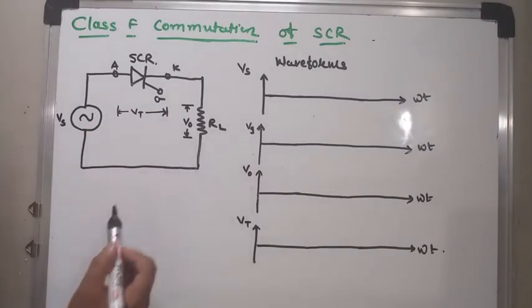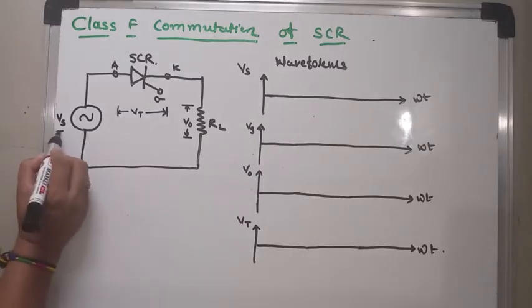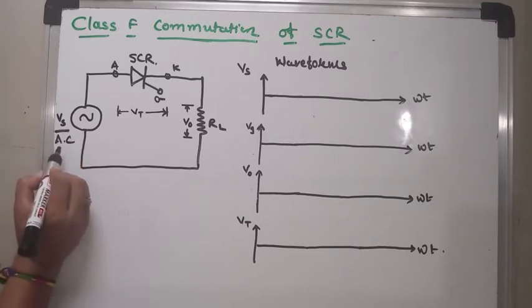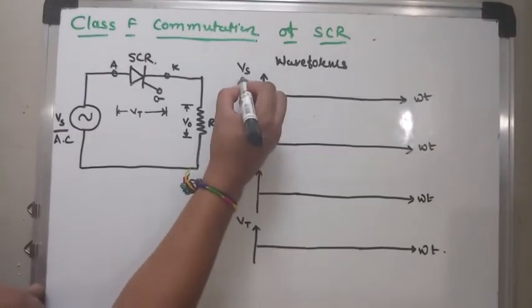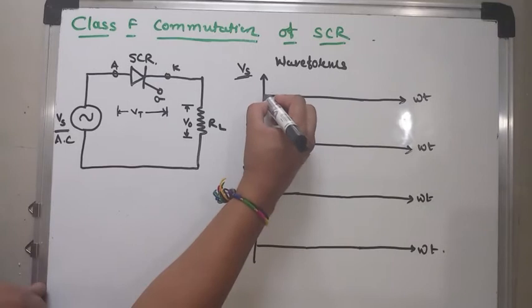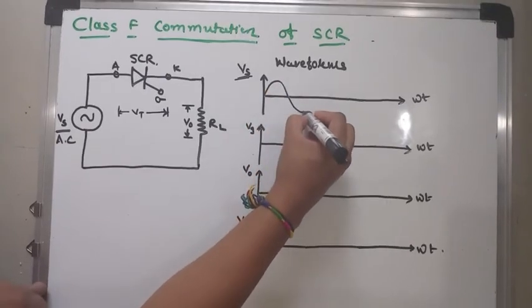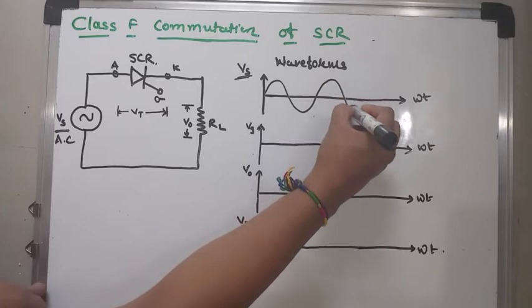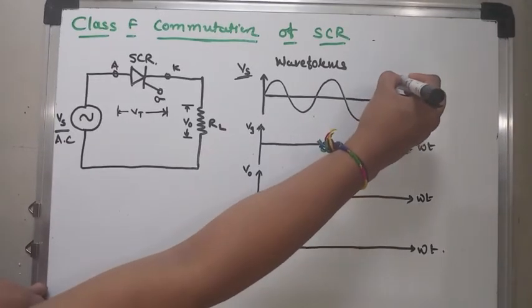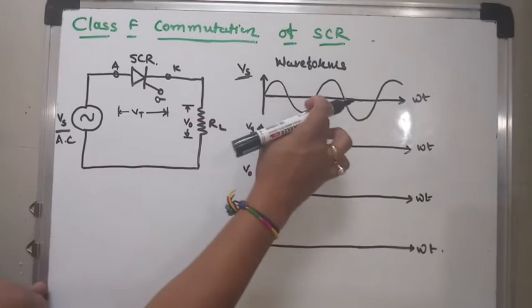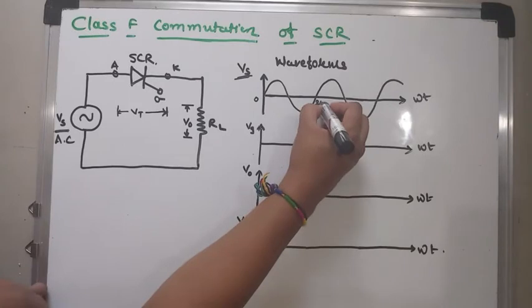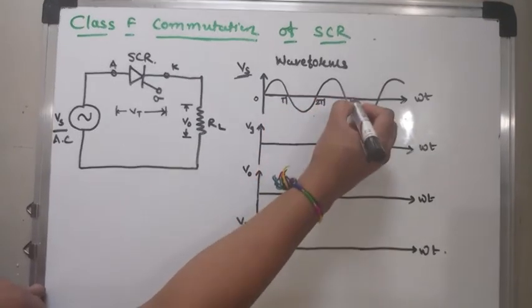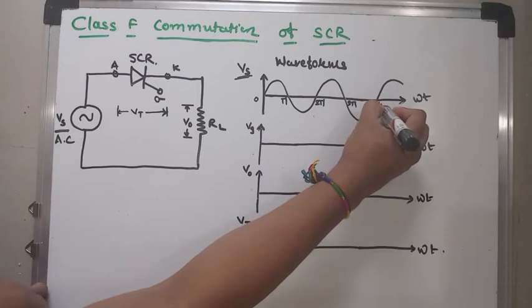Now what will happen? See here, VS is the supply voltage, and the supply voltage is AC, meaning a sinusoidal wave. So the input waveform will be like this, AC waves. Each cycle contains two half cycles, a positive half cycle and a negative half cycle, and the period of a cycle is 0 to 2 pi. So here is pi, then here 3 pi, here 4 pi.